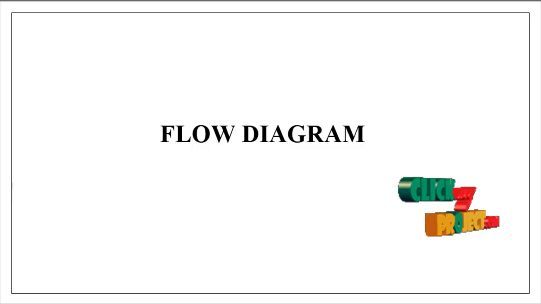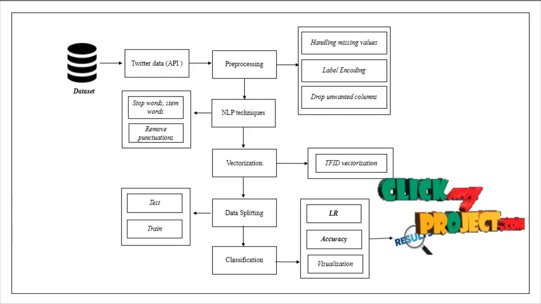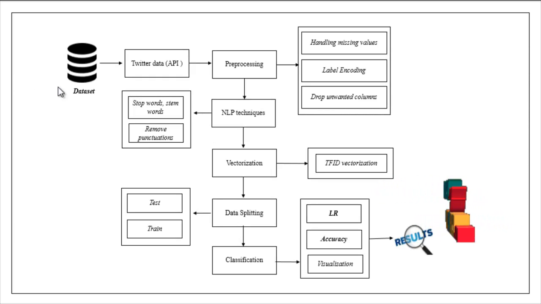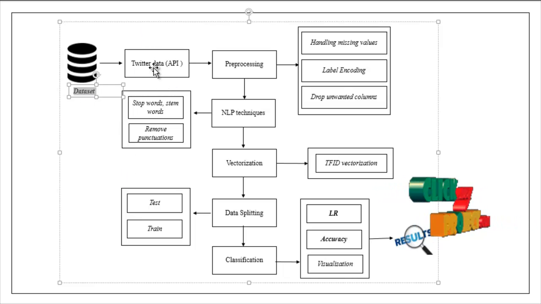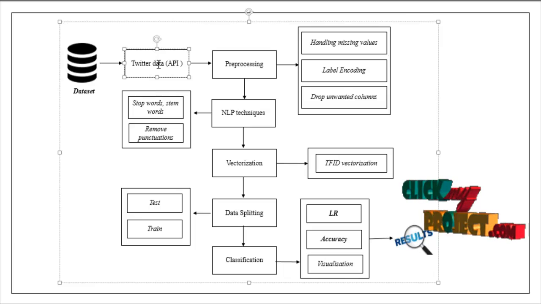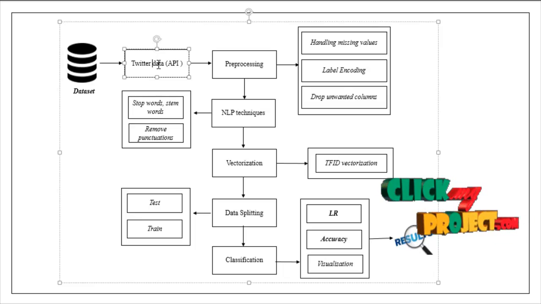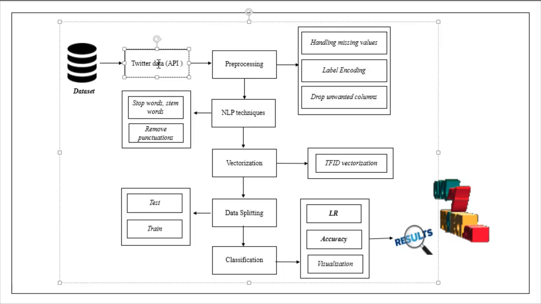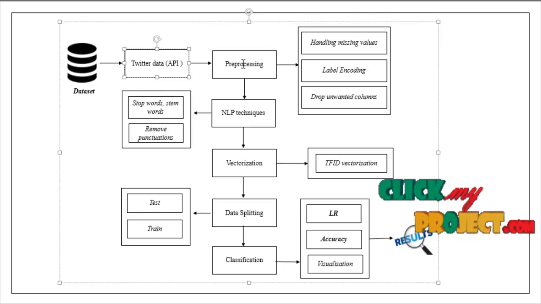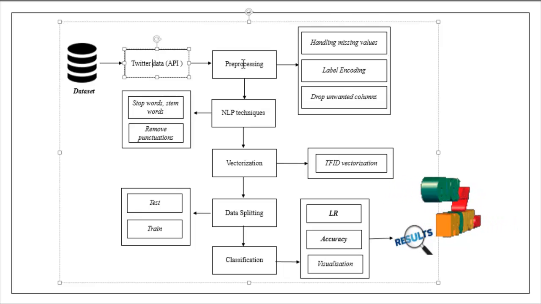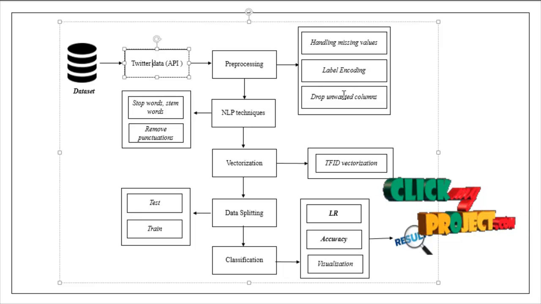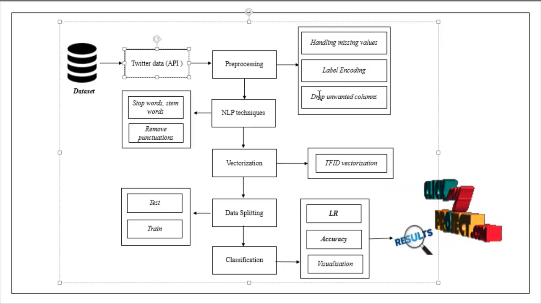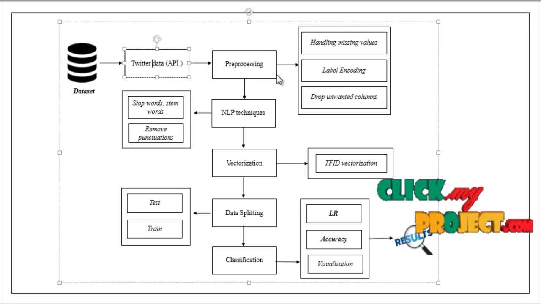Now we are going to see the flow of our process. This is the flow diagram for our process. First we have to take the data set. In our process we are using Twitter data, which was collected from Twitter directly by using the API key. Then we have to implement the pre-processing step. In this step we have to check missing values, do label encoding, or else drop unwanted columns. These are the techniques which we perform in our pre-processing step.